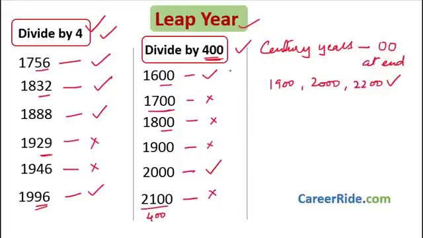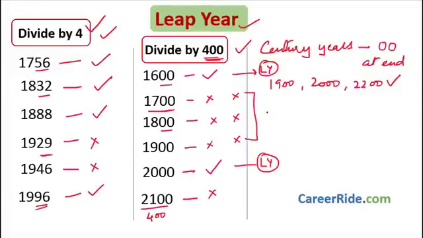So do you see a pattern emerging here? The 1600 here was a leap year, right? After that, there came 3 non-leap years, right? And then again came a leap year. So when we are talking about the century years, between 2 leap years fall 3 non-leap century years, right?